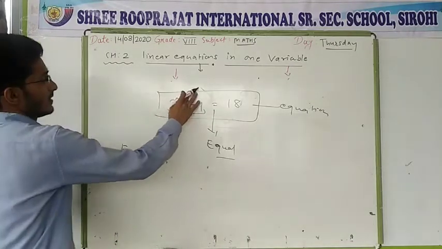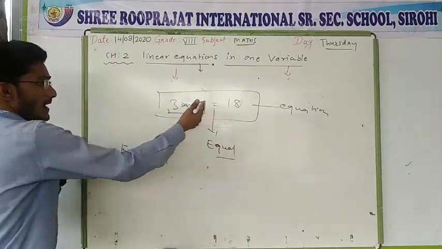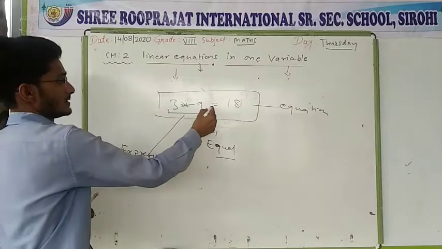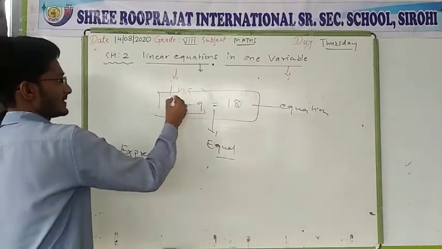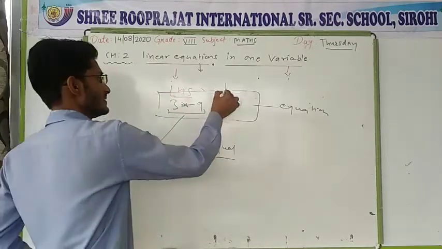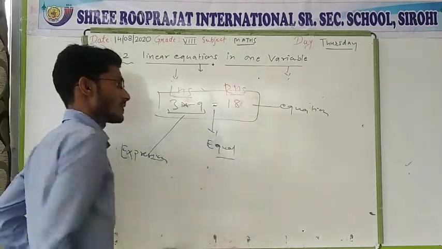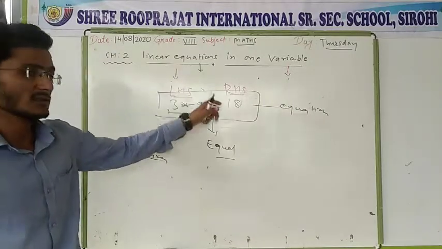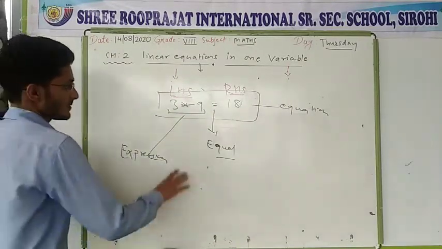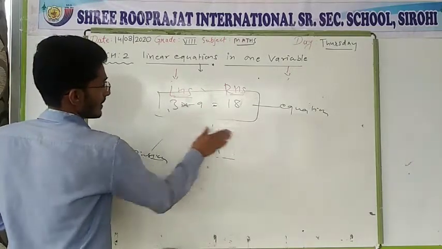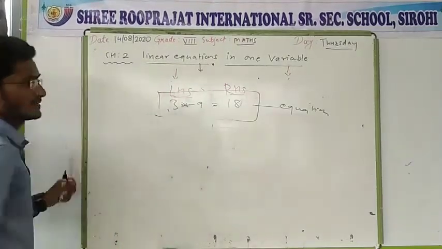So now, on the left of equal is known as the left hand side, and on the right side it is the right hand side. So if we talk about the equation, both the left hand side and right hand side are equal. Just talk about this one, like 3x minus 9 equal to 18.